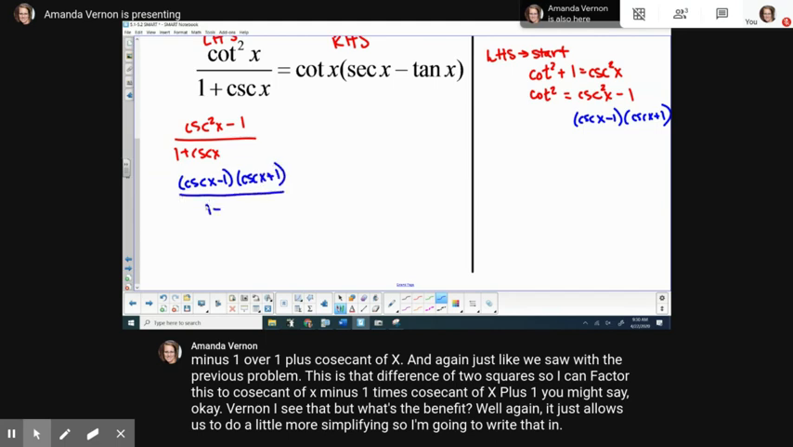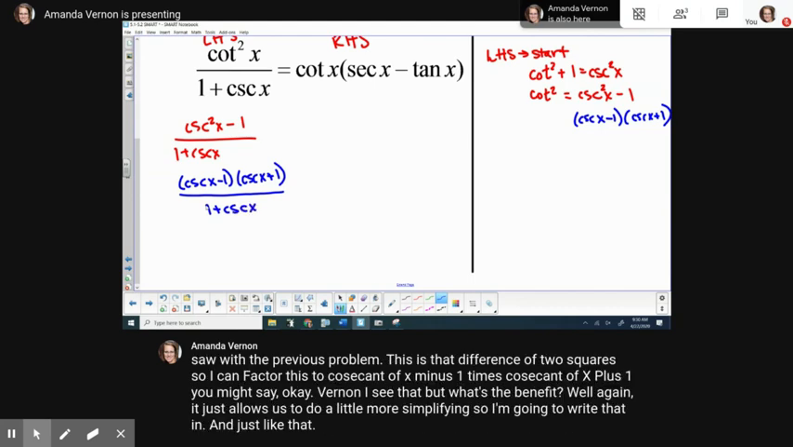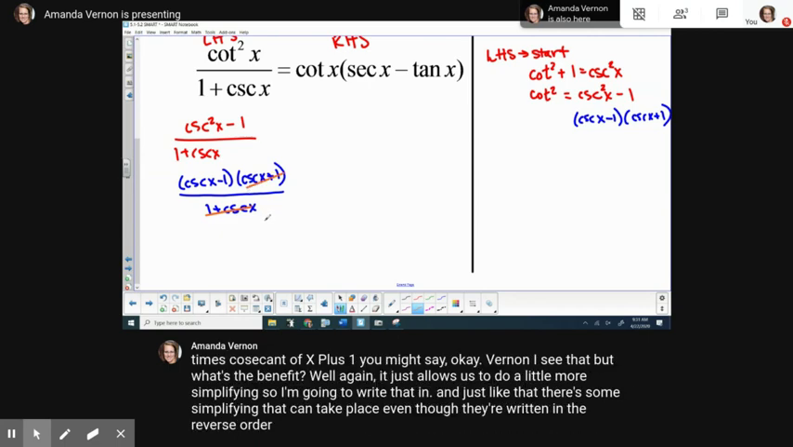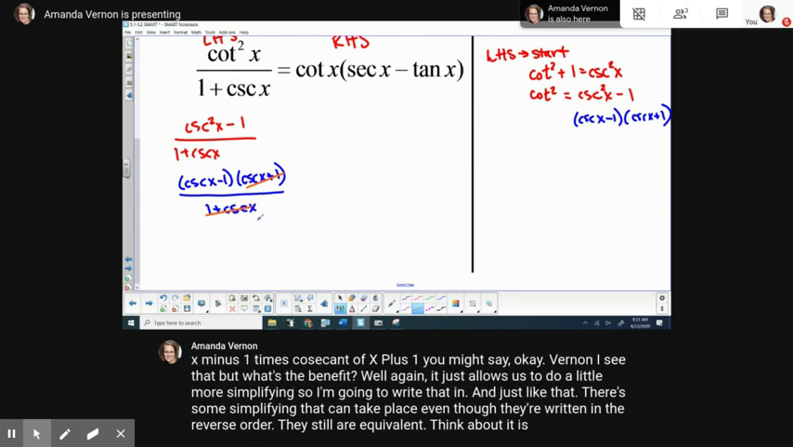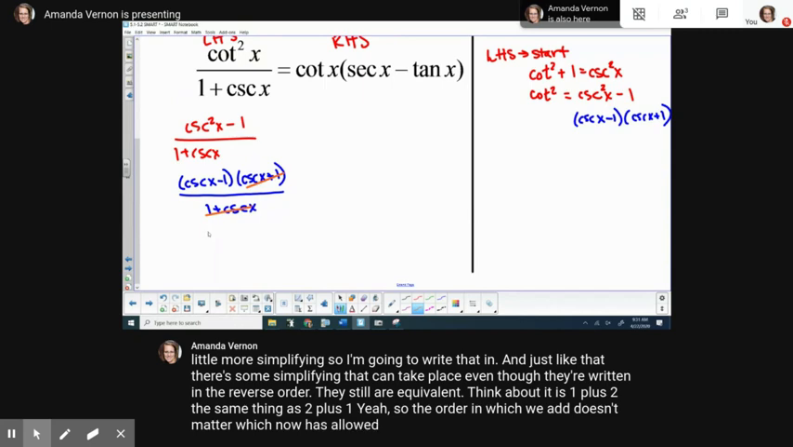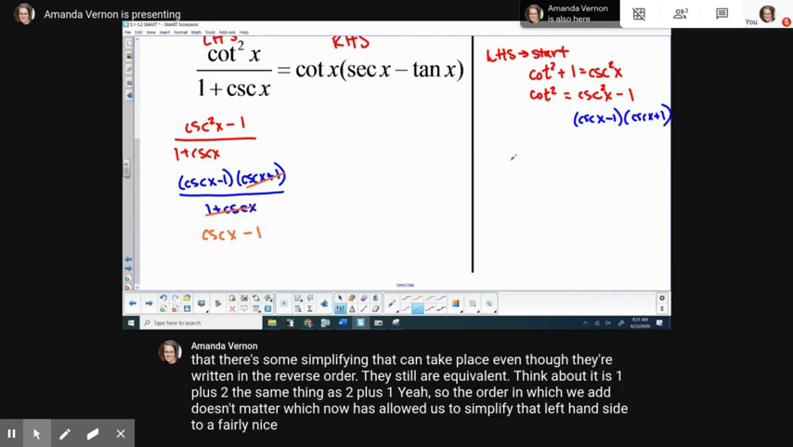And just like that, there's some simplifying that can take place. Even though they're written in the reverse order, they still are equivalent. Think about it. Is 1 plus 2 the same thing as 2 plus 1? Yeah. So the order in which we add doesn't matter, which now has allowed us to simplify that left-hand side to a fairly nice answer.